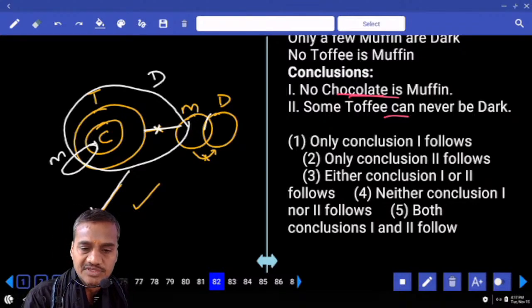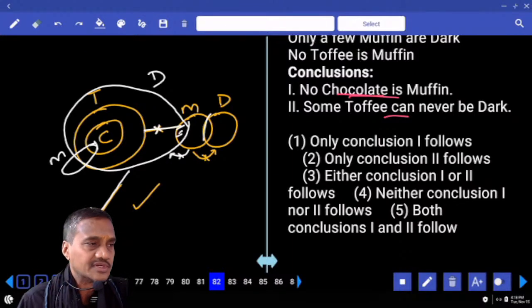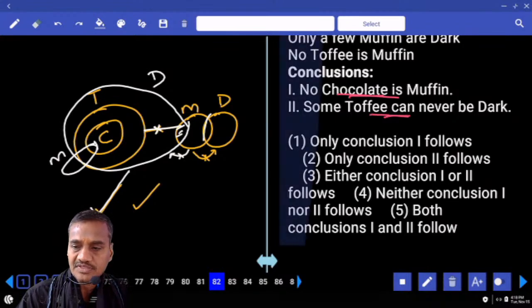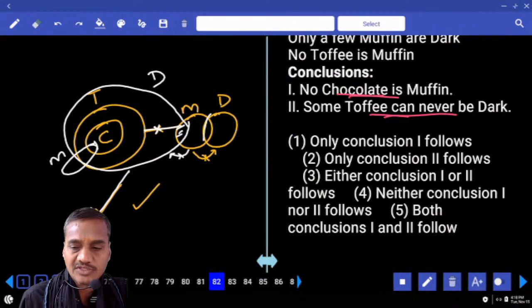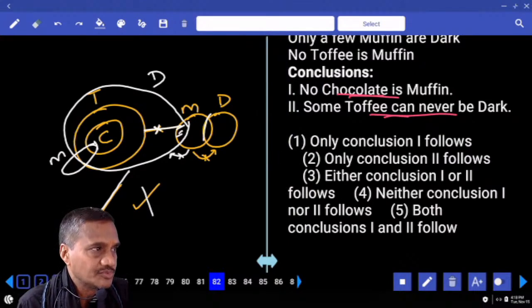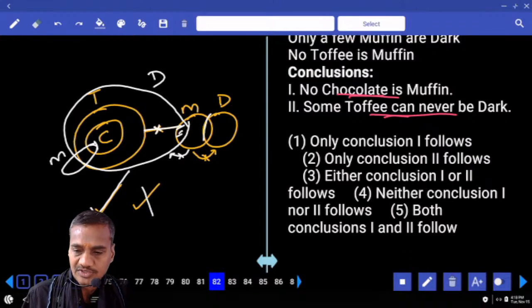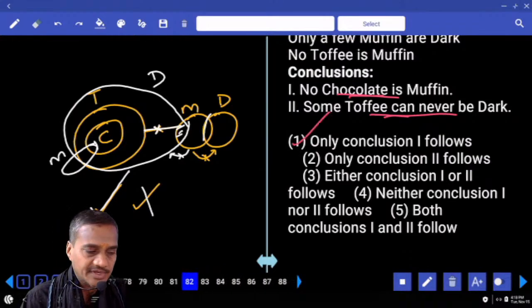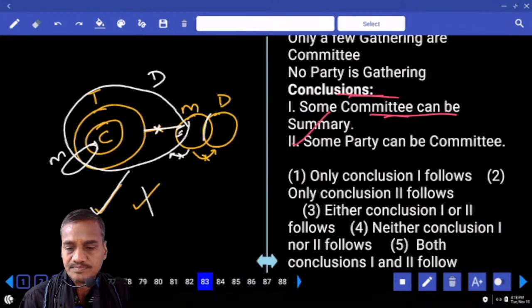Now, this D and M must be intersected. I have intersected like this. This entire M cannot be a part of this D. I have written like this. Hence, I could prove all these toffees are a part of this dark, and "some toffees can never be dark" will become false. Alternate diagram true, previous conclusion false. Hence, what is your answer? Only one. That is choice 1, question number 82.